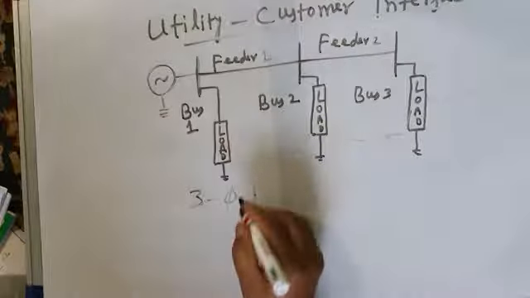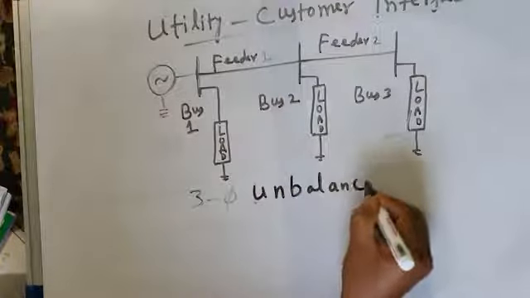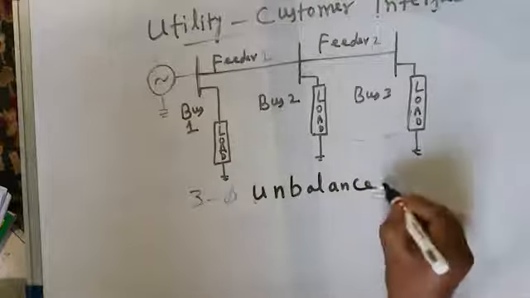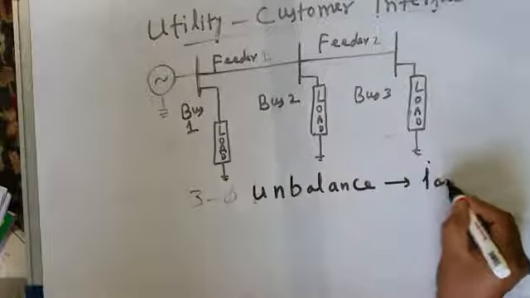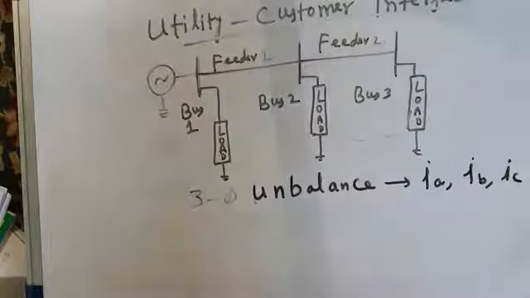So whenever there is 3-phase unbalance, this 3-phase unbalance in the load means that the load draws line currents IA, IB, and IC which are not balanced. I have already told you what we mean by a balanced 3-phase system.